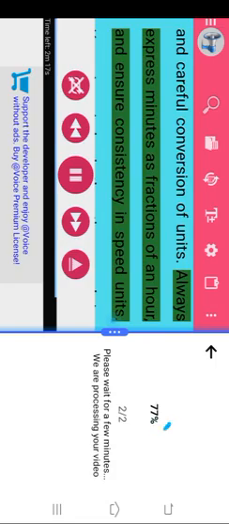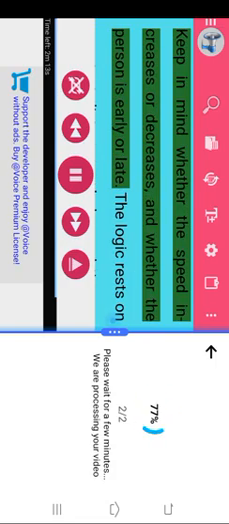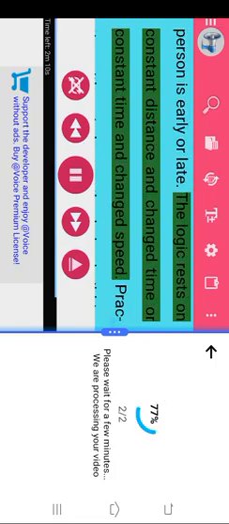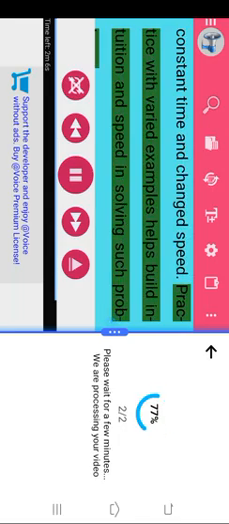These problems require close reading and careful conversion of units. Always express minutes as fractions of an hour, and ensure consistency in speed units. Keep in mind whether the speed increases or decreases, and whether the person is early or late. The logic rests on constant distance and changing time, or constant time and changing speed. Practice with varied examples helps build intuition and speed in solving such problems.